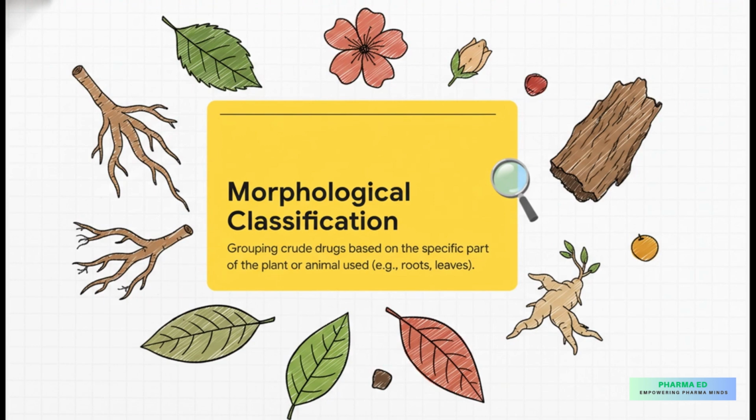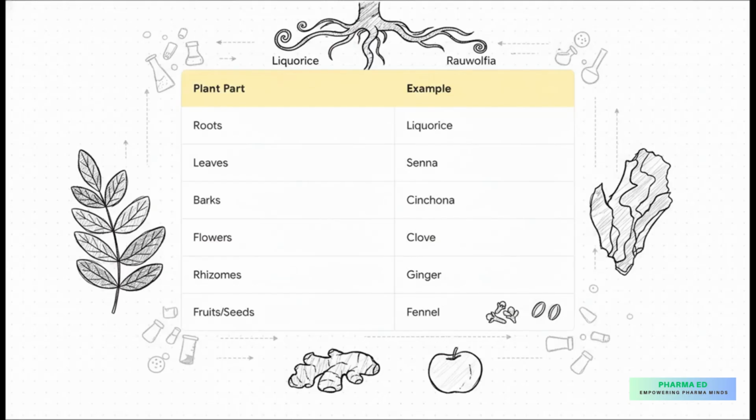So yeah, the key question here is really which part of the plant are we actually using? Is it the root? Is it the leaf? The flower? This method simply groups all the drugs into categories like roots, rhizomes, leaves, barks. You get the idea. And here we go. These are the examples you absolutely must know for your exam. This is your bread and butter.